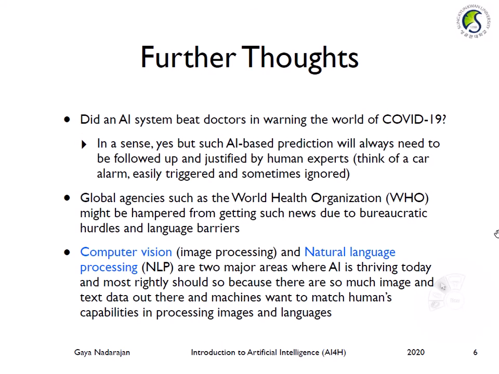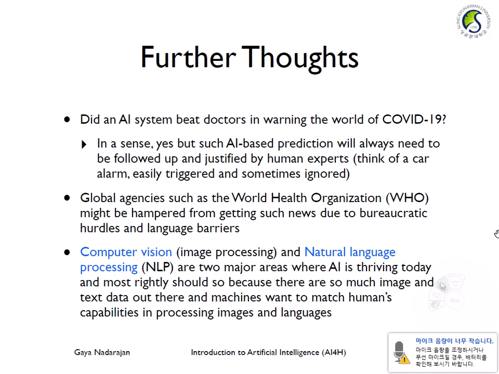Just some thoughts in addition to that. Did an AI system actually beat doctors in warning the world about COVID-19? In some ways we can say yes, it has. But an AI system can come up with all kinds of predictions, right? Maybe they are just firing signals all the time. But they will always need to be followed up and justified by a human expert.